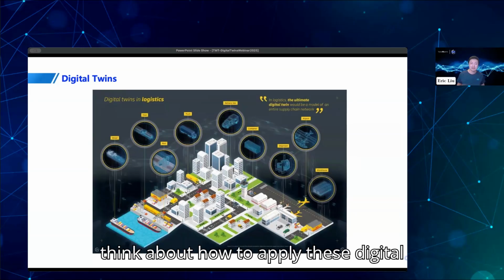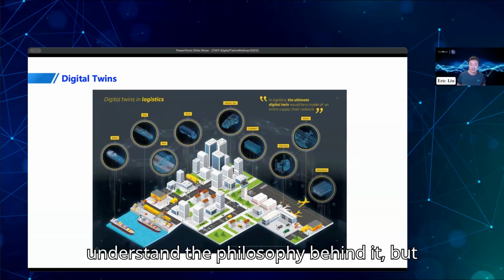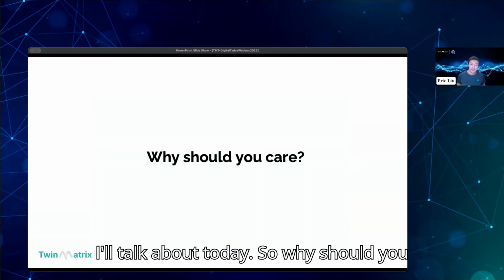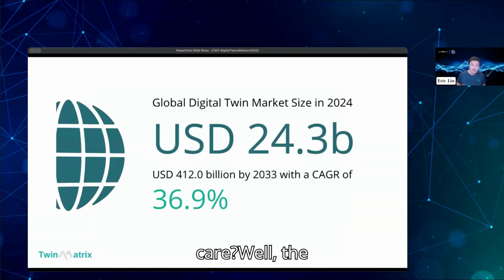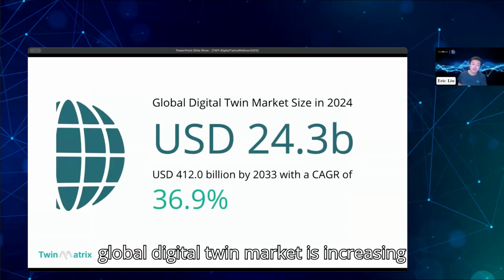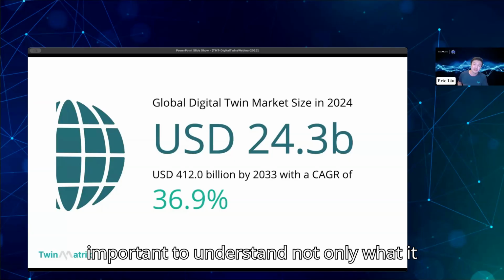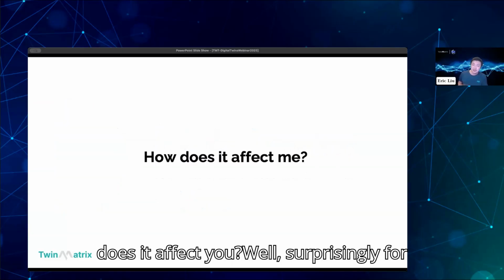So when we think about how to apply these digital twins, it's really critical to not only understand the philosophy behind it, but also the applications. And that's what I'll talk about today. So why should you care? Well, the global digital twin market is increasing exponentially. It's increasing every single year, and it's important to understand not only what it is, but how it's applicable. Because how does it affect you?